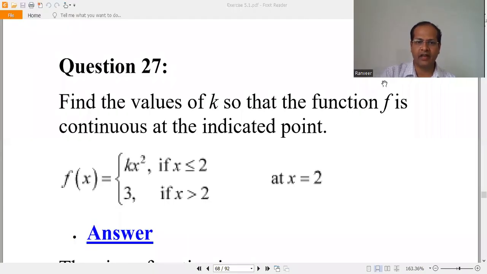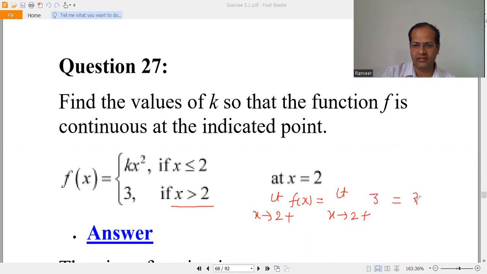Now, same, find the value of k for the given function. In this case, it's easy. Limit x tending to 2 plus, you can easily find this value. The value of f(x) as x tends to 2 plus is nothing but 3. So this is 3.